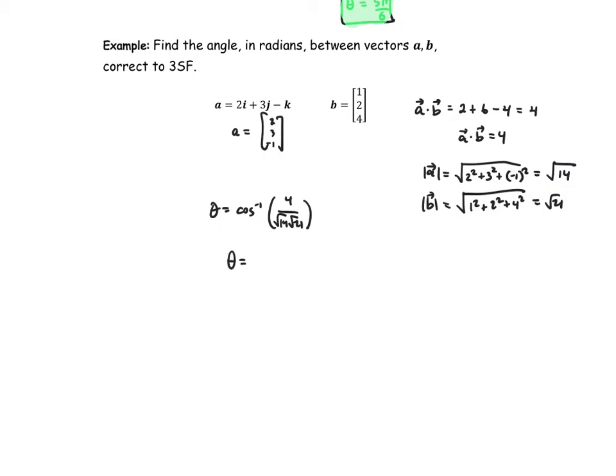All right, so if you're in radian mode, which you should be, you should get 1.34 radians to 3 sig figs. If you're prompted for degrees, that would be 76.5 degrees. Okay, let's continue.